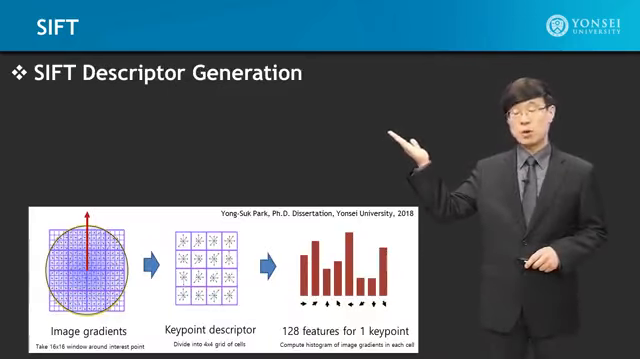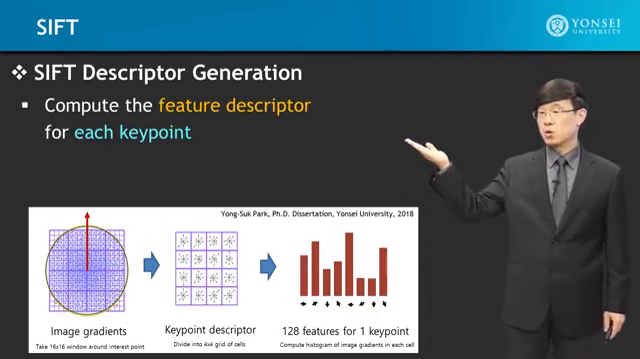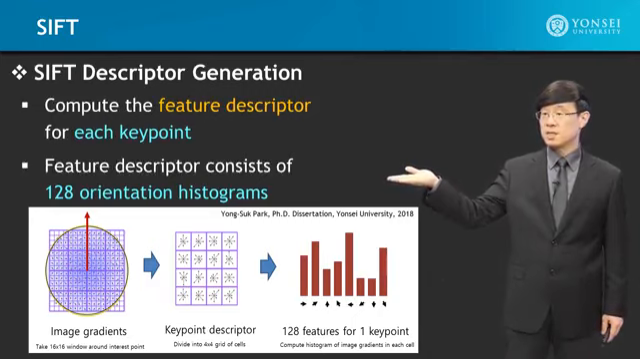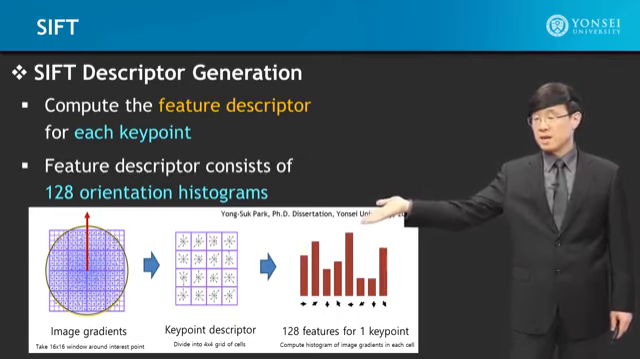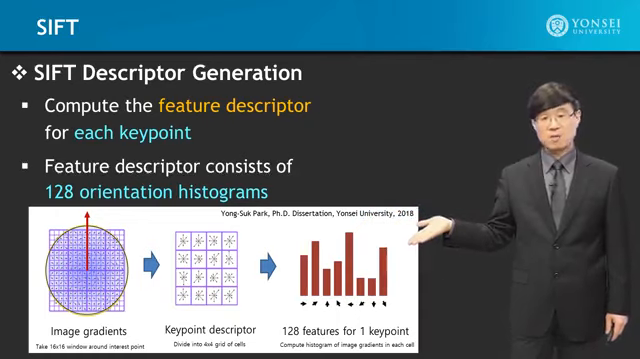How are they detected? Using the gradient technique. The SIFT descriptor generation is based on the computation of the feature descriptor for each key point, and the feature descriptor consists of 128 orientation histograms. In the figure below, you can see the image gradients, the key point descriptors, and the 128 features for one key point as a sequence of this operation that is used in SIFT.